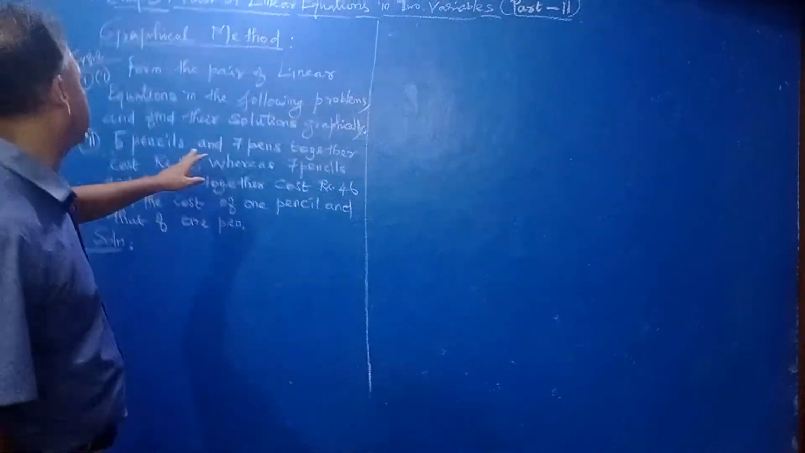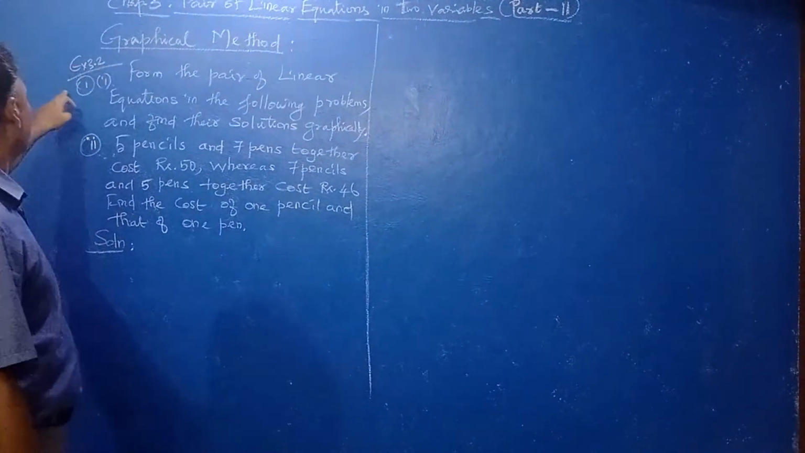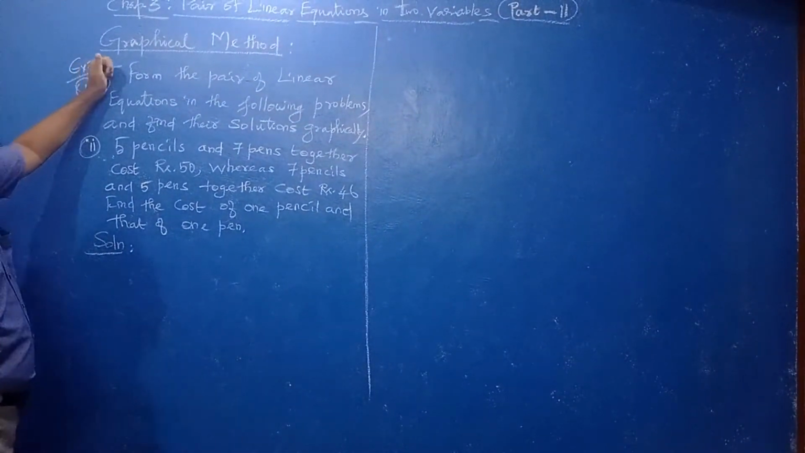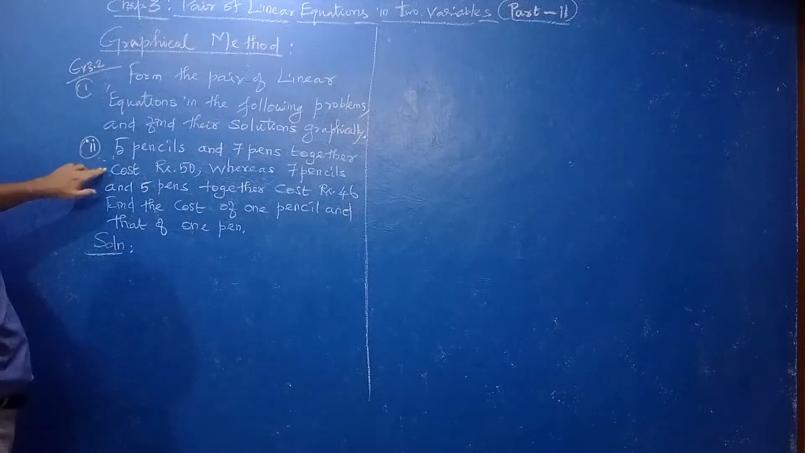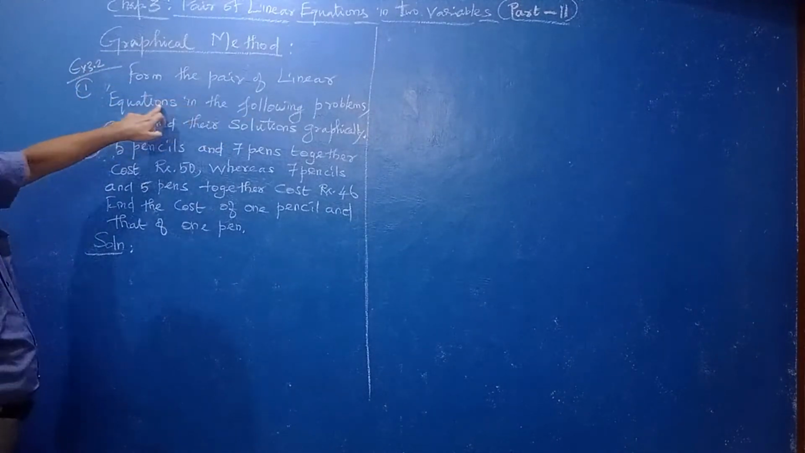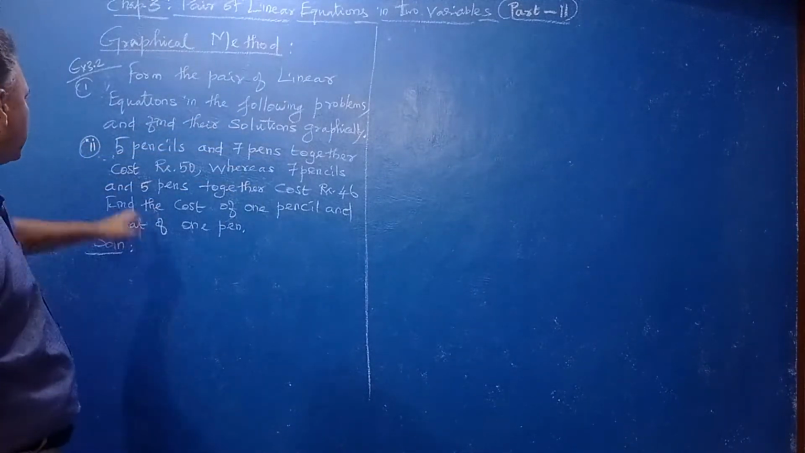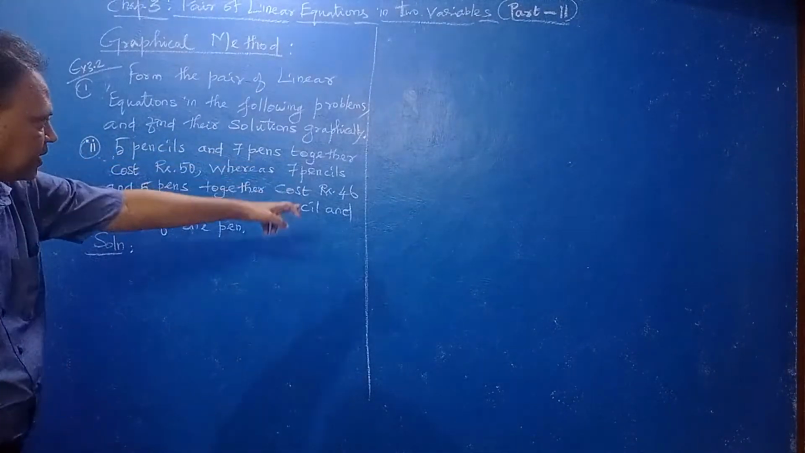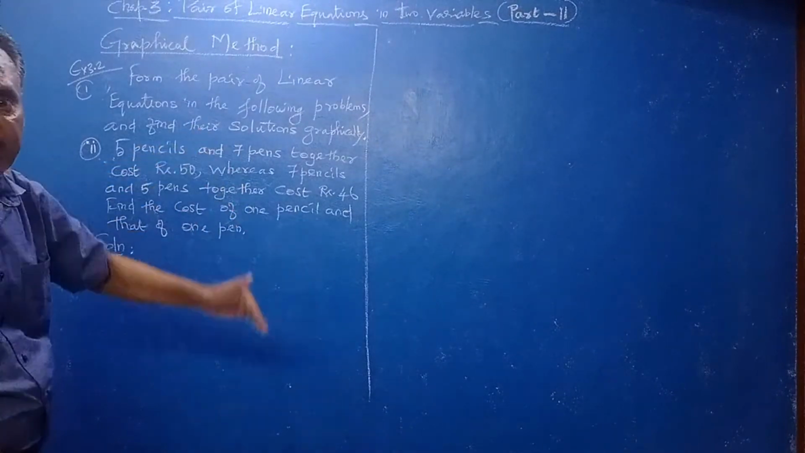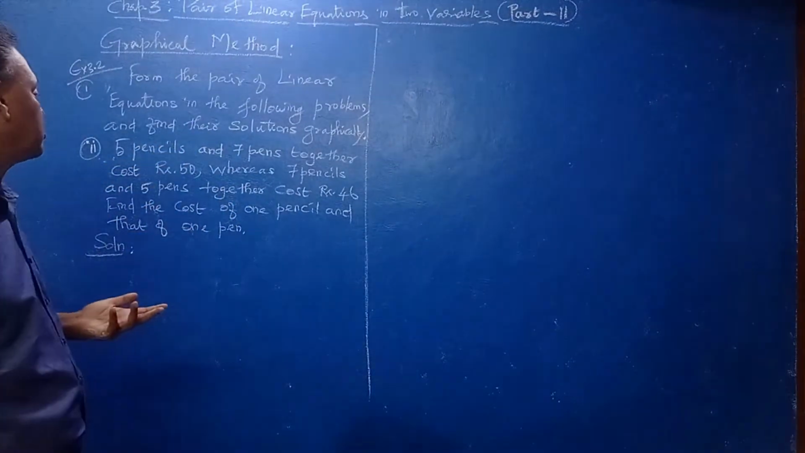You see, exercise 3.2, first problem, second subdivision. Form the pair of linear equations in the following problems and find their solution graphically. Here the statement is given. According to the statement you have to frame the equation, then find out the solution graphically.